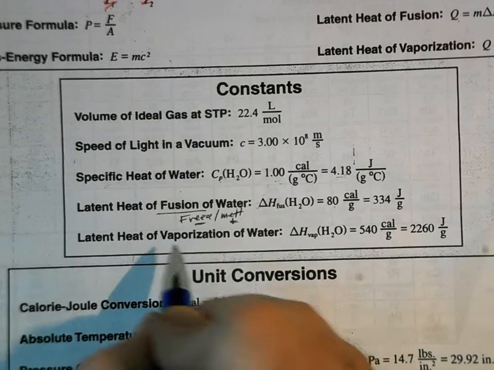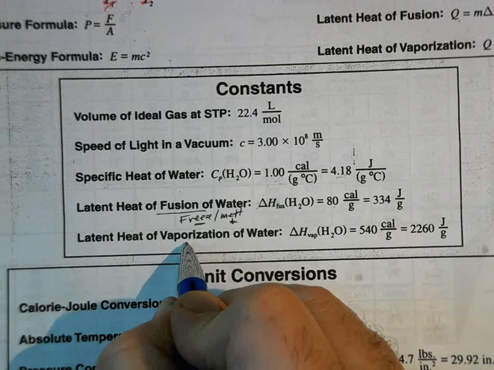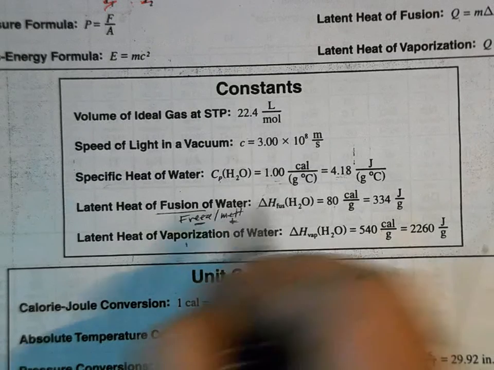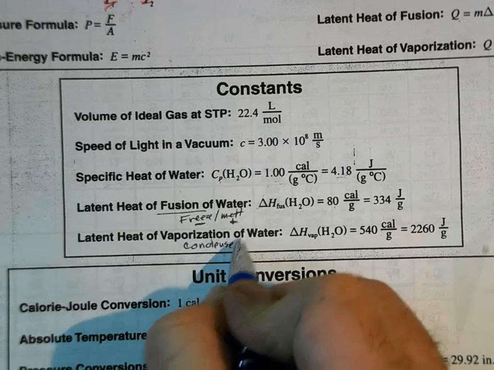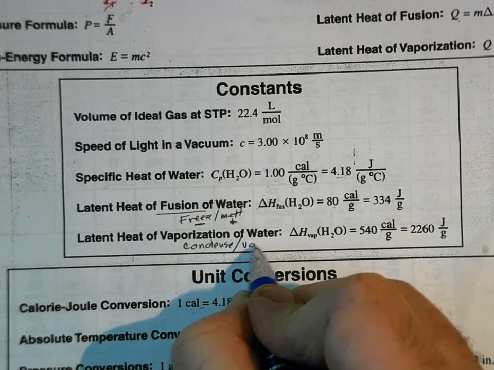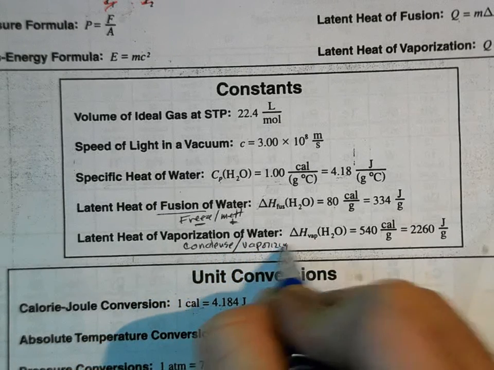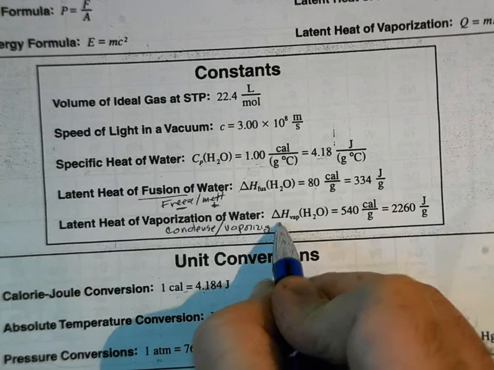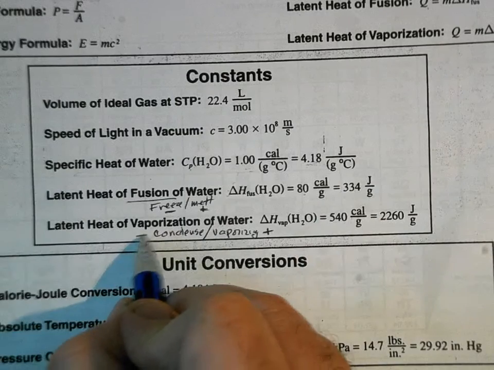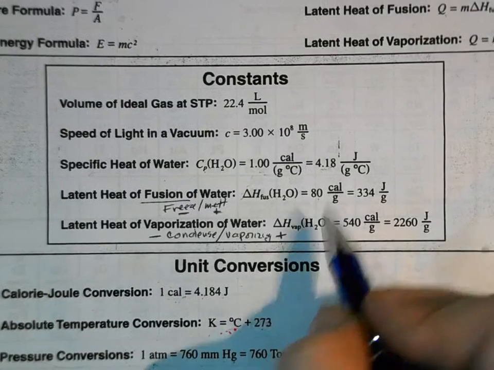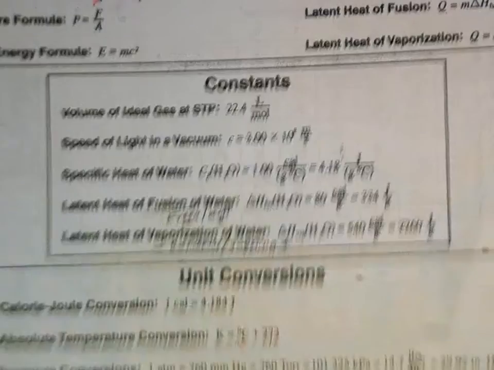Heat of vaporization, that's going to be if you are condensing or if you're vaporizing. If you're vaporizing, you're adding heat, you'll use the plus value, plus 540. If you were condensing, if you were cooling it down, you would use negative 540. And that's how that works on those. But let's finish our graph here.